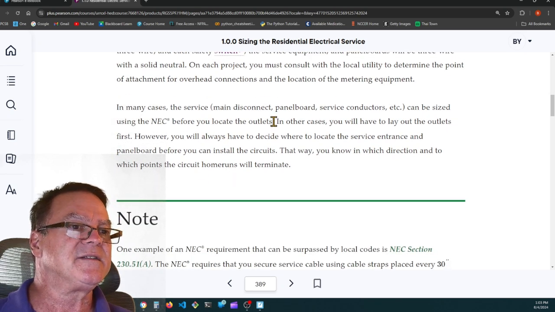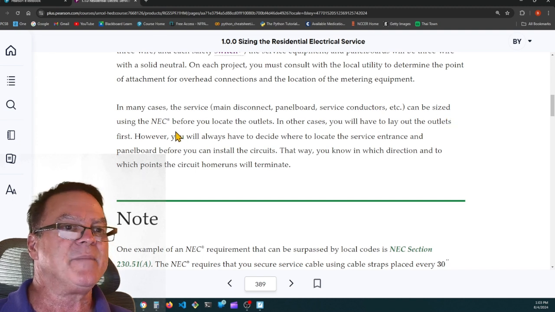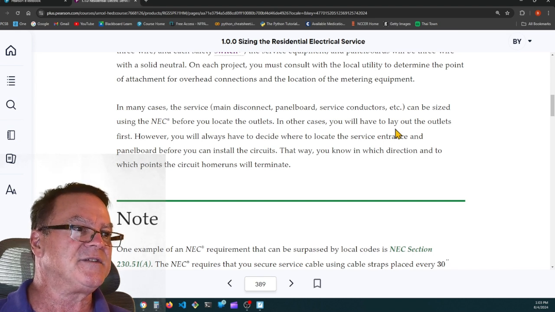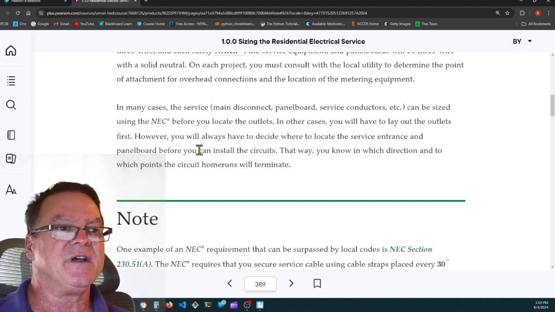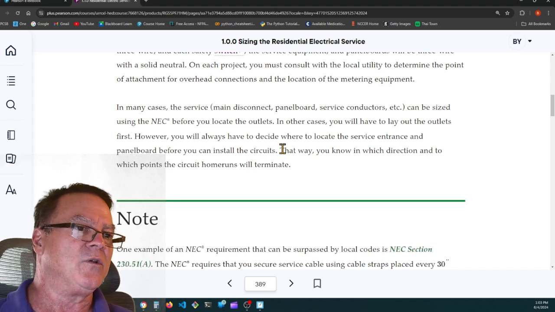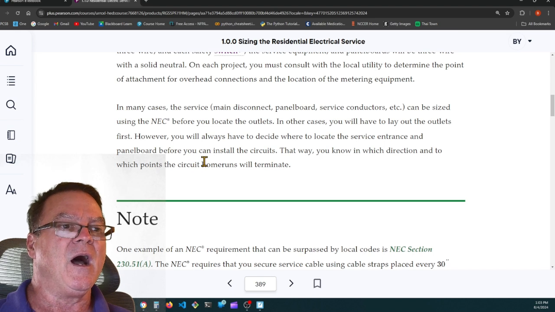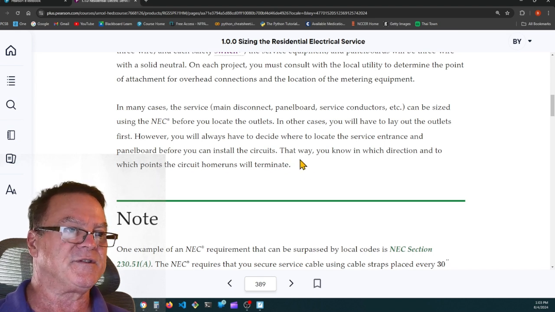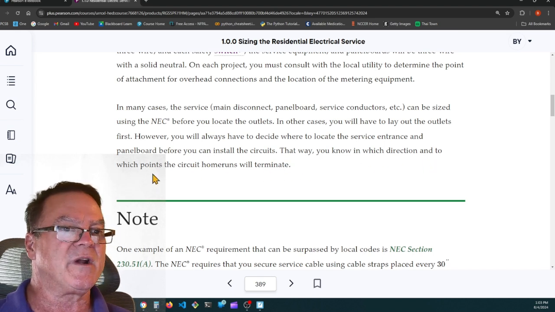It says in many cases the service, the main disconnect, panel board, or service conductors can be sized using the NEC before you locate the outlets. In other cases, you'll have to lay out the outlets first. However, you'll always have to decide where to locate the service entrance panel board before you can install the circuits. That way you know in which direction and at which point the circuit home runs will terminate.